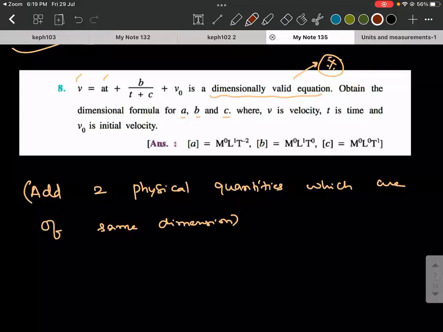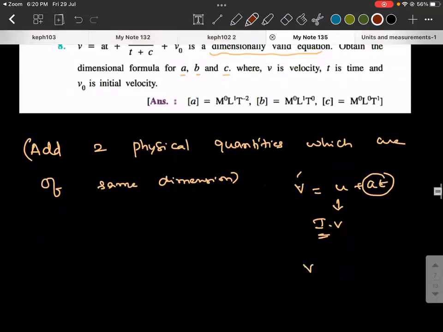Similarly, you cannot add displacement to velocity. You can add only velocity to velocity. That is why, when you write V is equal to U plus AT, V on the left hand side is the final velocity, equal to the sum of two other physical quantities. One is initial velocity, plus there is another physical quantity which is a product of two other physical quantities. What are they? Acceleration and time. If you see the dimensions of acceleration and time, it will be the same as that of velocity.